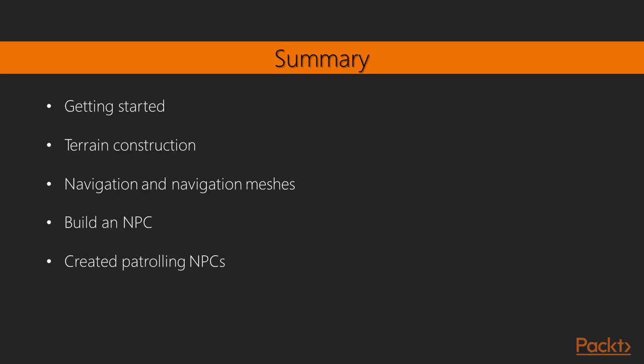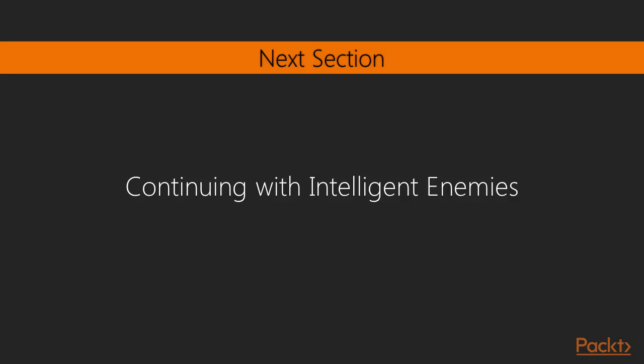This concludes the last video of Section 7. We've now completed the first part of the AI project, building a terrain, generating a navigation mesh and creating a basic waypoint system in which the character can move between destinations. This is a good beginning to simulate intelligence, but there is also a lot more code to work on to achieve the intended effect. In the next section, we'll continue with the intelligent enemies.